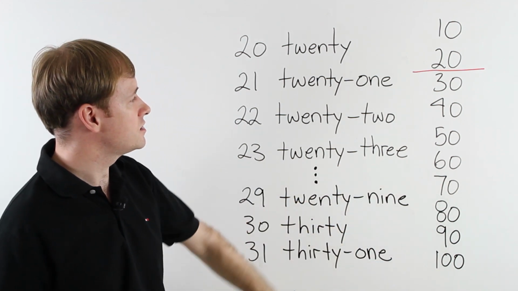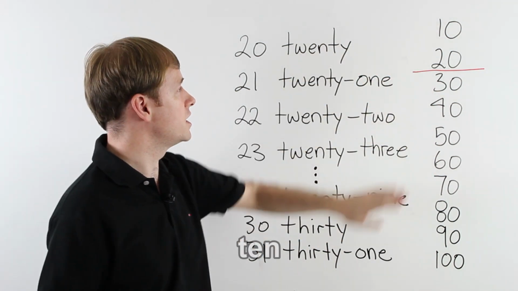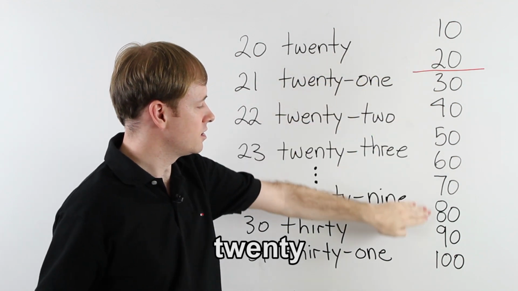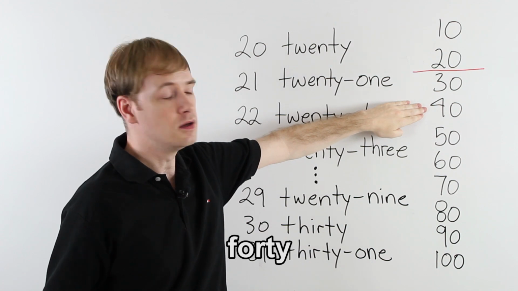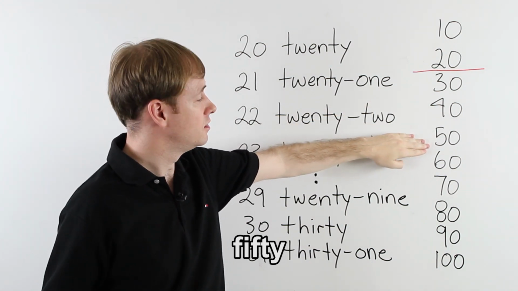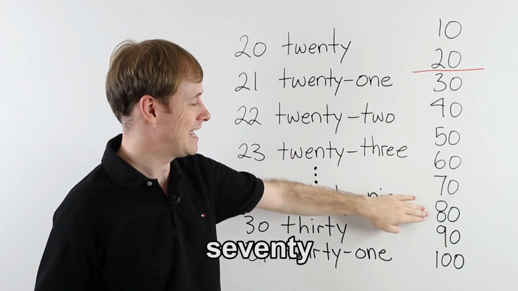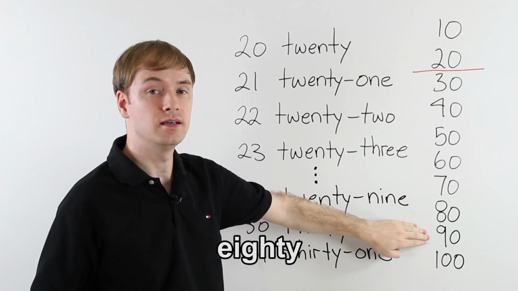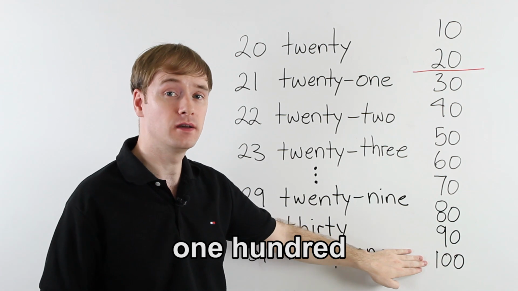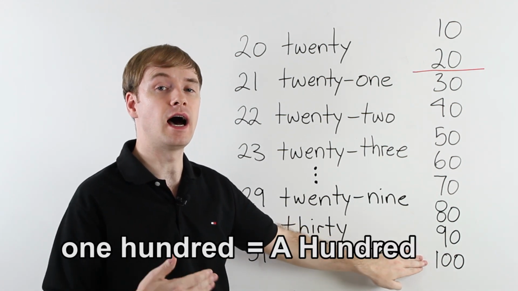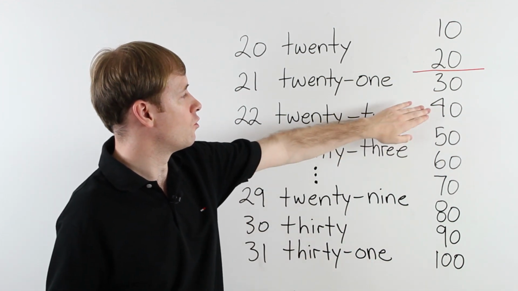Okay? So let's just focus on the tens right now. Now the first two, we already know. We know 10 and 20. Now let's take a look at these. So of course, 30, 40, 50, 60, 70, 80, 90, 100. Okay, this is 100, but it can also be pronounced 100. Okay, both are okay. I want to talk about 40 again.